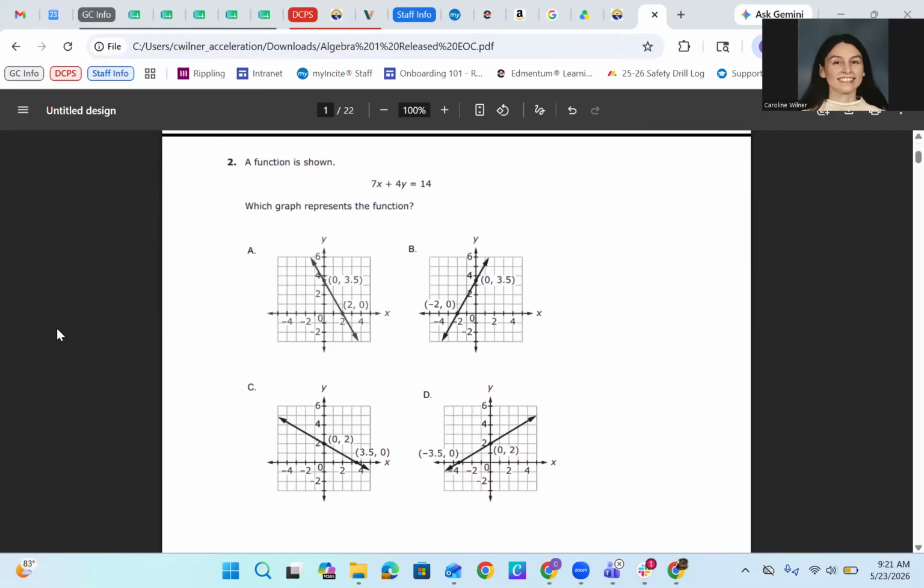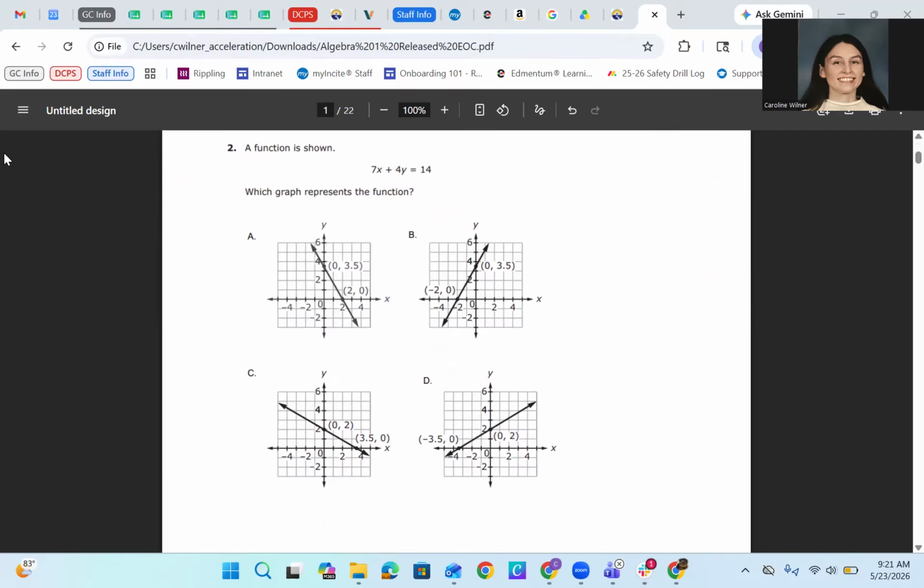Here's our next question. It says a function is shown, and it's giving us the equation 7x plus 4y equals 14. With that given equation, this is a linear function. Now, with linear functions, there are different formats. This is called standard form. This will also be given to you on a reference sheet, just not labeled as standard form.